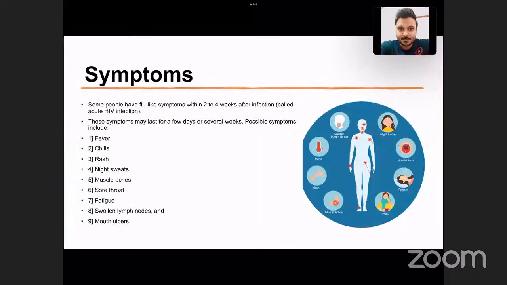So, what are the symptoms of HIV? Some people have flu-like symptoms within 2 to 4 weeks after infection, called acute HIV infection. These symptoms may last for a few days or several weeks. Possible symptoms include fevers, chills, rash, night sweats, muscle aches, sore throat, fatigue, swollen lymph nodes, and mouth ulcers.